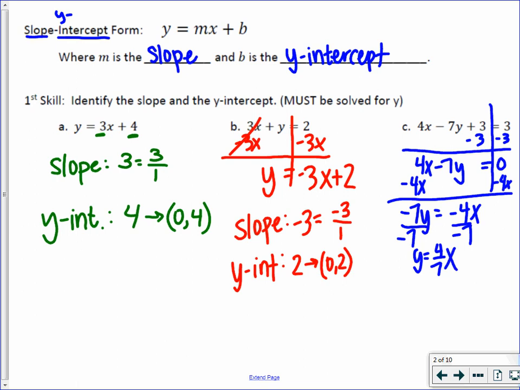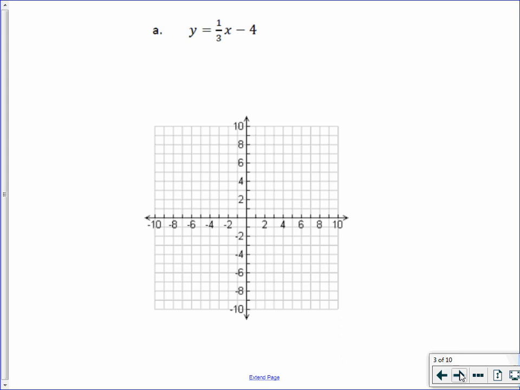All right, so now here our slope. Slope is, again, the number with the x. So our slope is 4 over 7. And here our y-intercept, well, if there's nothing being added after the x, then what number is actually there? A 0. So our y-intercept is the point (0, 0). All right, so now we're going to use this information and we're going to graph with it.